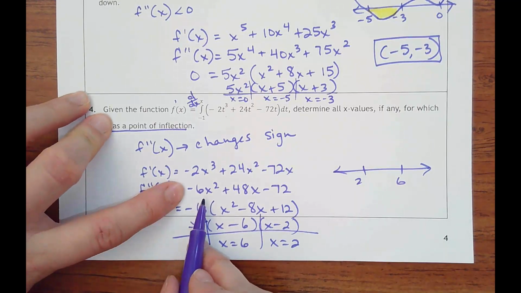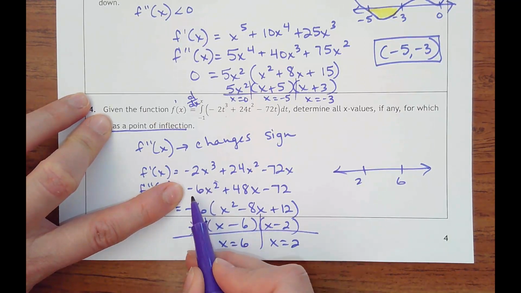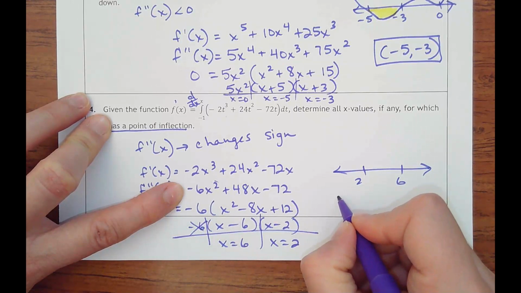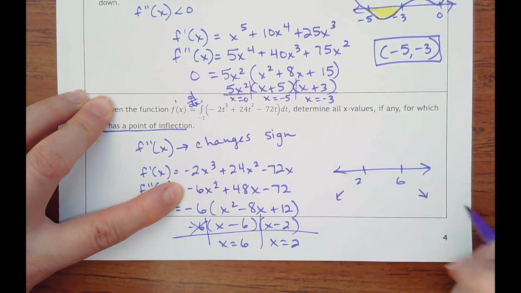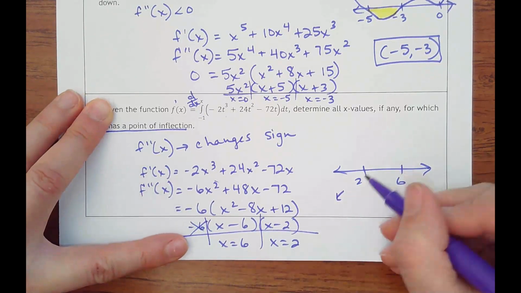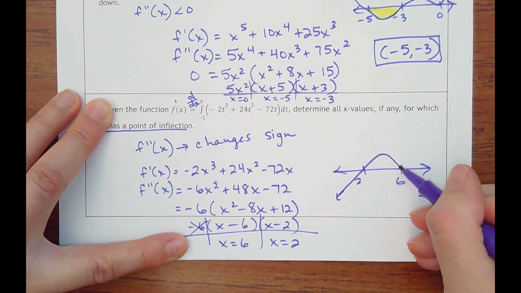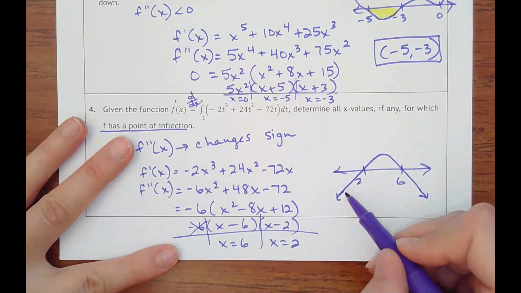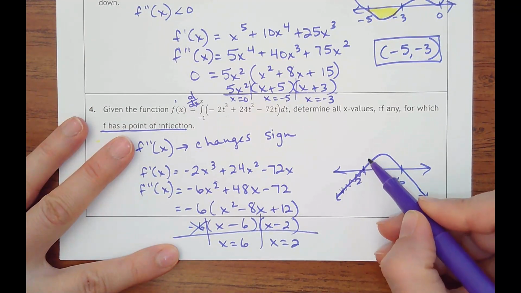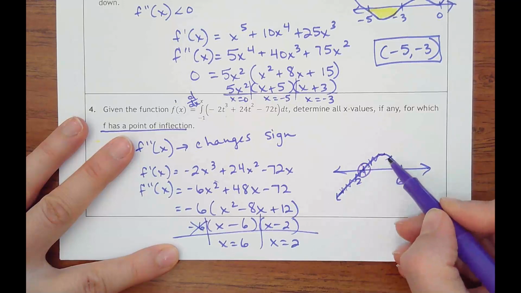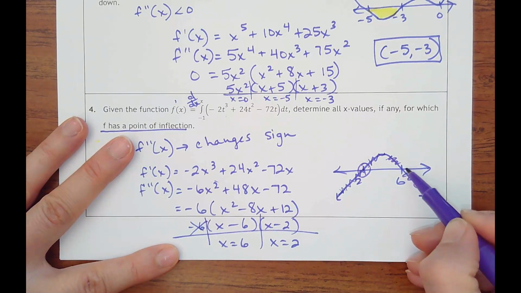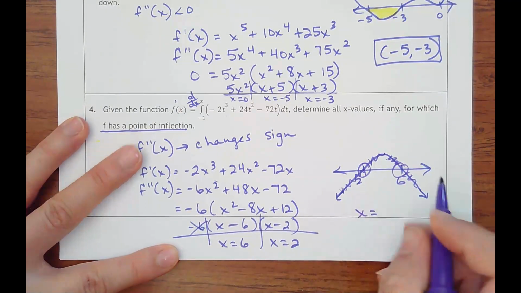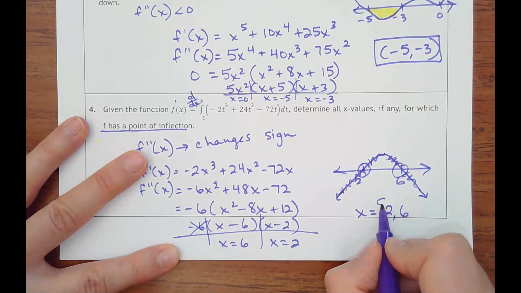Okay, looking at this, this is an x squared. It's an even function, but it's a negative leading coefficient. So both ends will be pointing down, and it's going to cross through. So it's going to cross and cross. So really it's just a quadratic that's flipped upside down. Where does it change sign? Well, it changes sign here. It goes from negative to positive, and from positive to negative. So at 2 and 6 are its points of inflection.